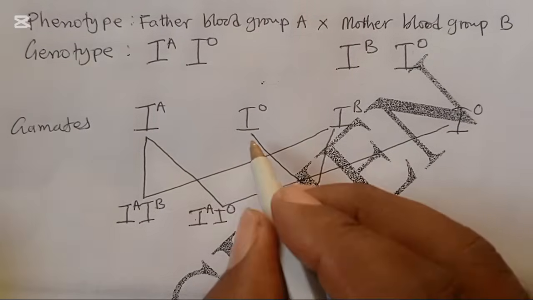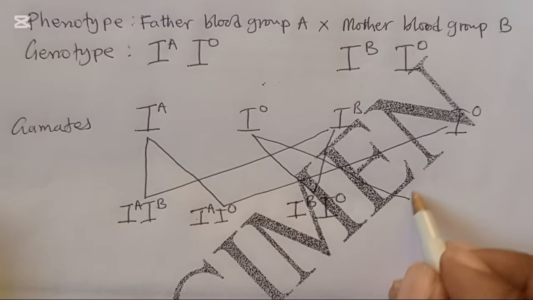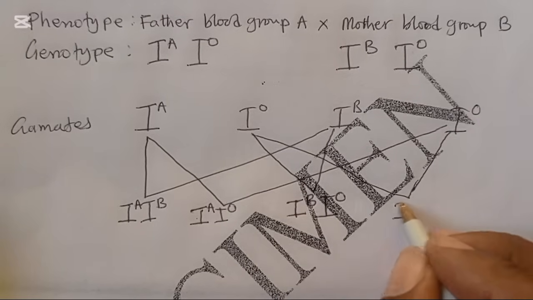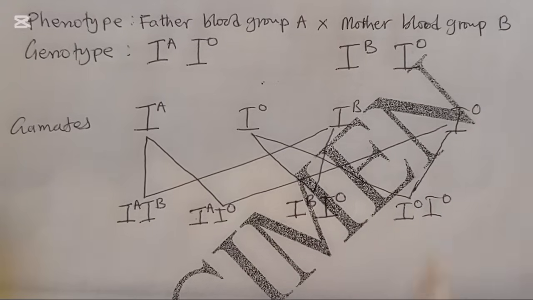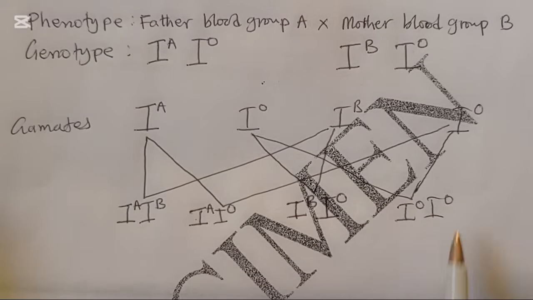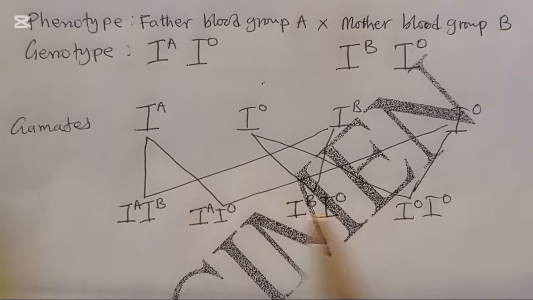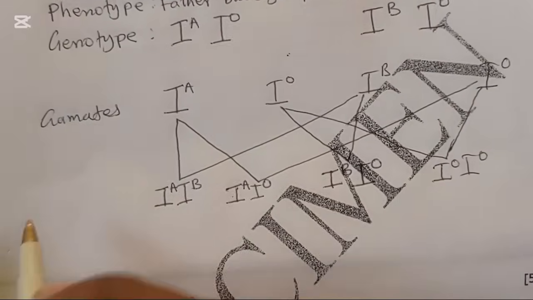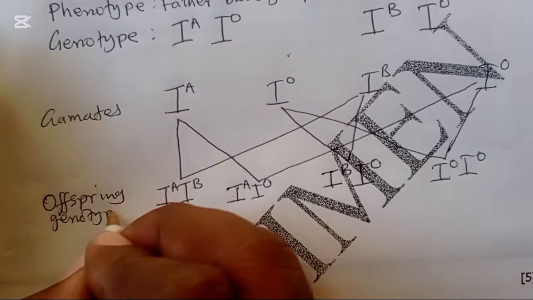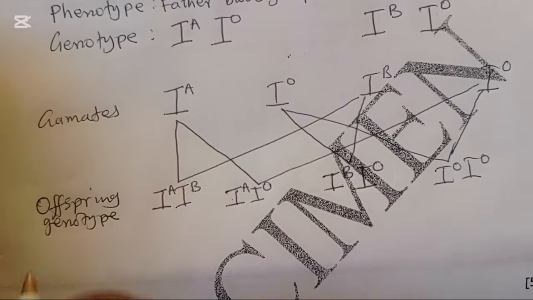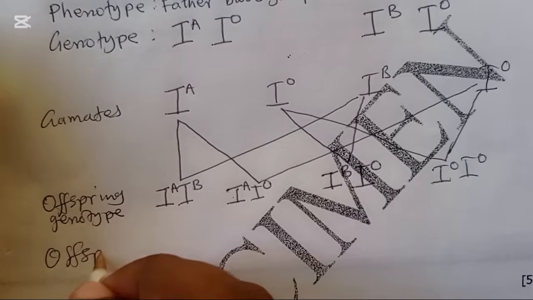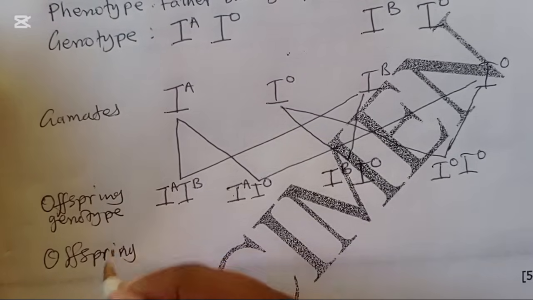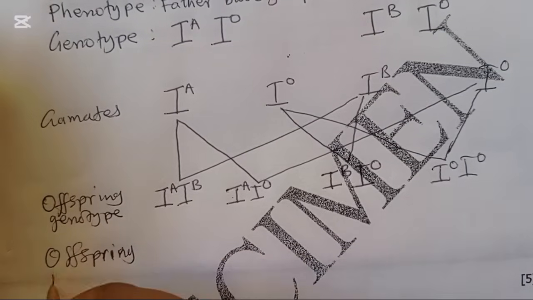Again, O goes with O. So what we have, it is OO. So that's what we have. So these are offsprings. So these are offspring genotype. Now we have offspring phenotype.